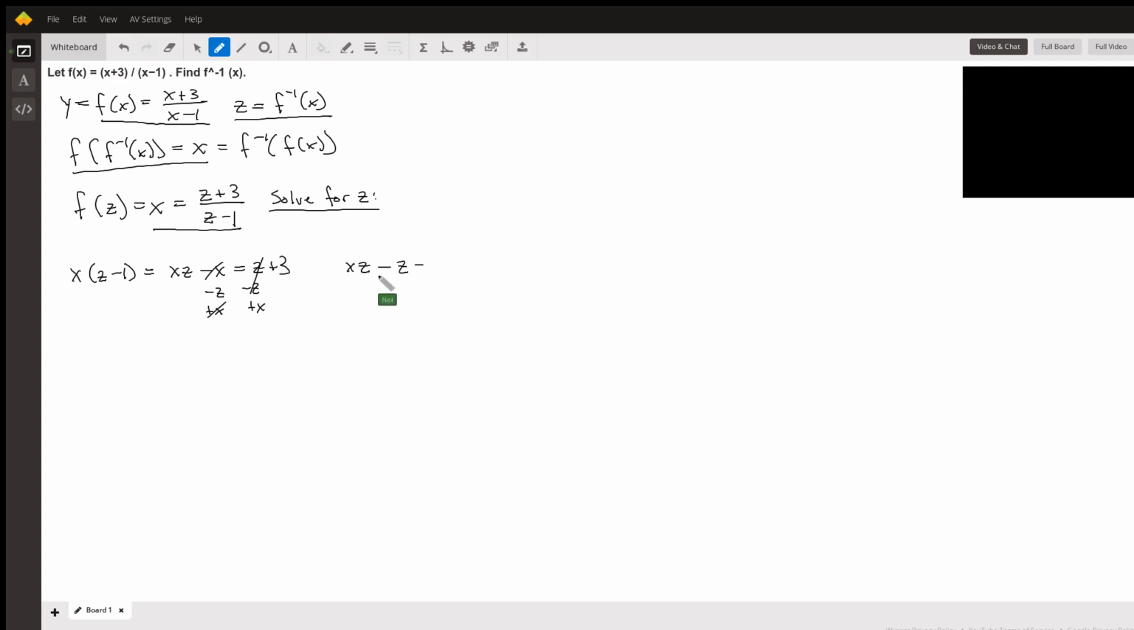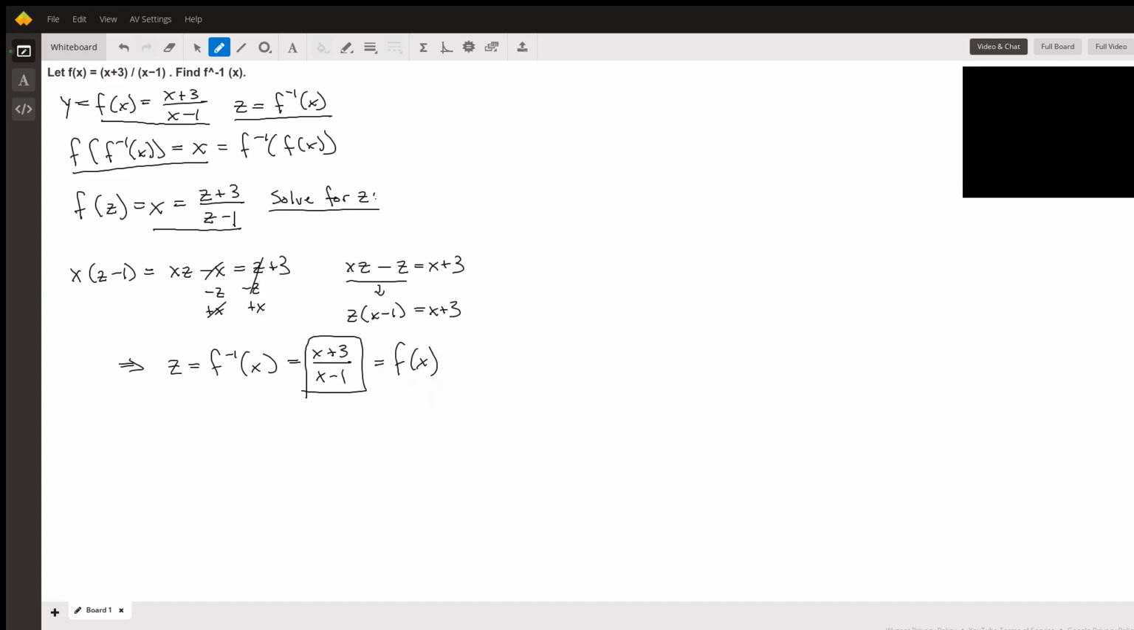We'll get xz minus z, and then we'll get x plus 3. Now we'll pull out a z on this side. So we'll get z times x minus 1 equals x plus 3. And then finally we get z, which remember equals the inverse of x, which is the answer we're looking for, is x plus 3 over x minus 1. There's the answer. Surprisingly enough, you notice that this is actually the same thing as f of x.